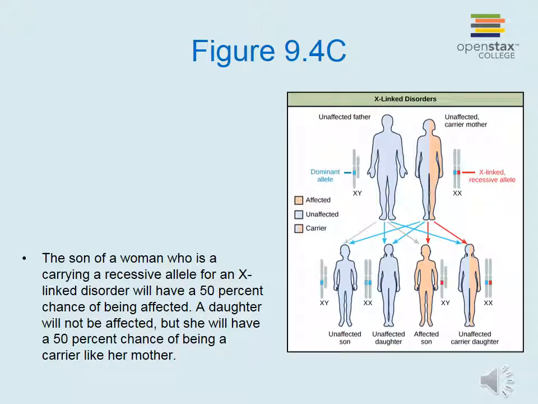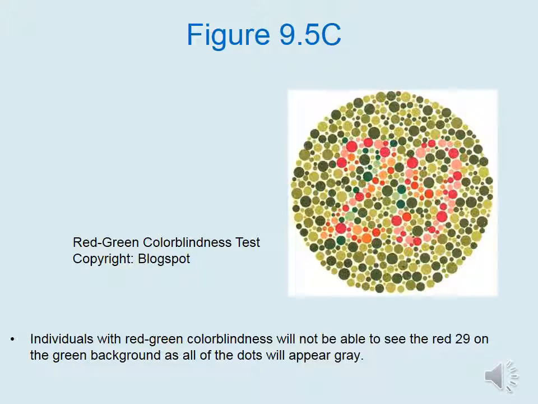The son of a woman who is carrying a recessive allele for an X-linked disorder will have a 50% chance of being affected. A daughter will not be affected, but she will have a 50% chance of being a carrier like her mother. Individuals with red-green color blindness will not be able to see the red 29 on the green background, as all of the dots will appear gray.